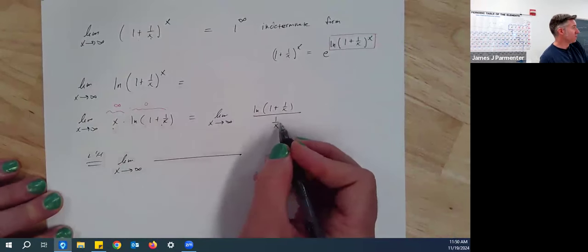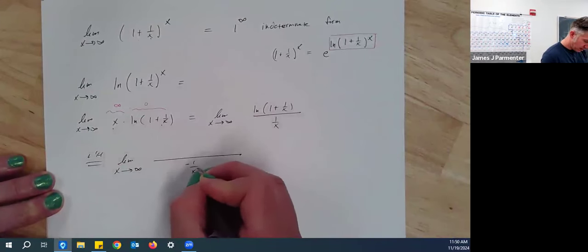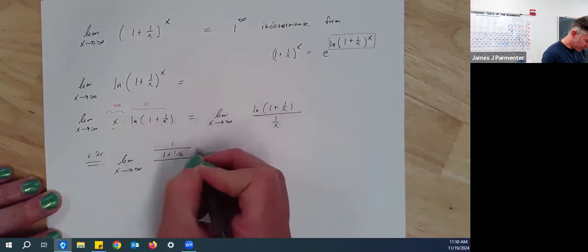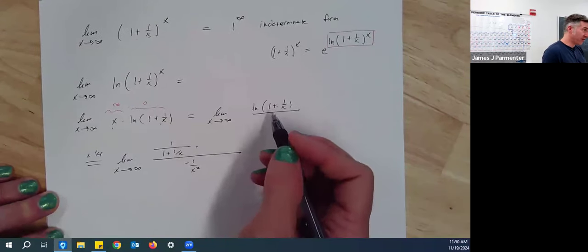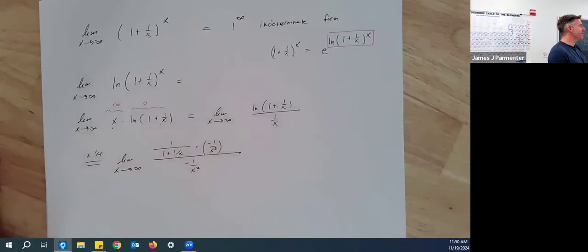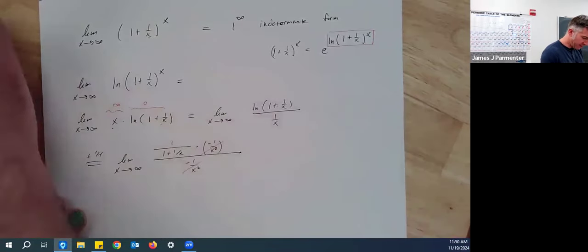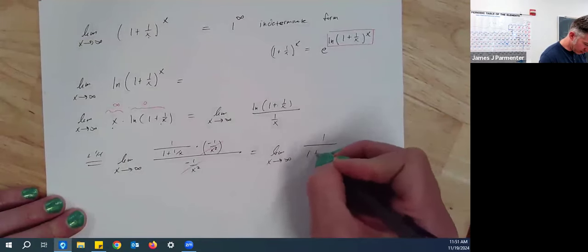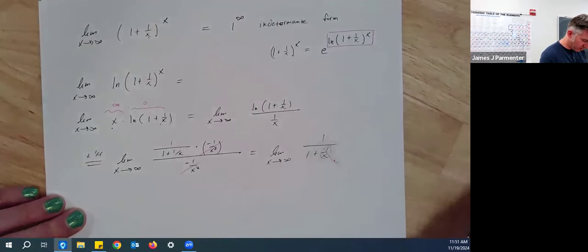The derivative of 1 over x, just like before, is negative 1 over x squared. The derivative of the natural log of some stuff is 1 over the stuff times the derivative of the stuff, and the derivative of 1 plus 1 over x is 0 plus negative 1 over x squared. Again, hey, look at that. Those negative 1 over x squared terms are going to cancel out. How convenient is that? So we're left with the limit as x goes to infinity of 1 over 1 plus 1 over x. And now the 1 over x is going to go to 0, and we're going to be left with 1 over 1.